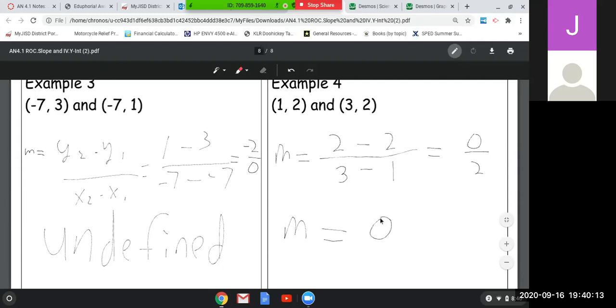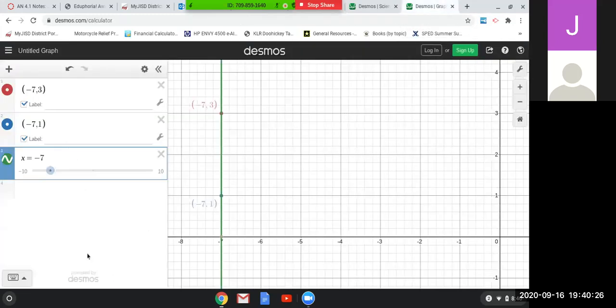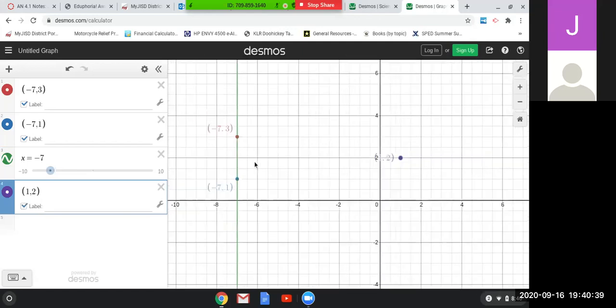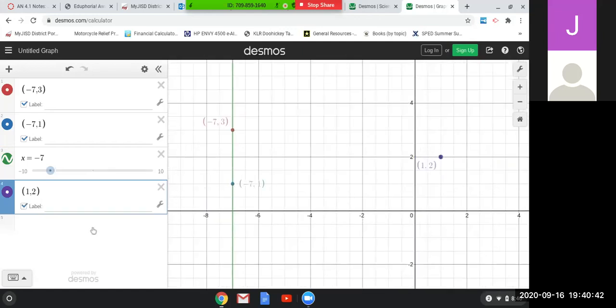And let's see what that line would look like if I plotted those 2 points. What would that line look like? So we'll see what a slope of 0 looks like. So I've got the point 1, 2 and the point 3, 2. So I'm going to graph those 2. 1, 2, and 3, 2. 1, 2. And I'm going to go ahead and label that one. And I'm going to have to move here so we can, there it is. I can see it right here. And then I'm going to graph 3, 2. I'm going to tell it to label.